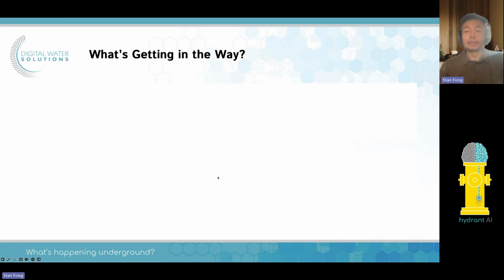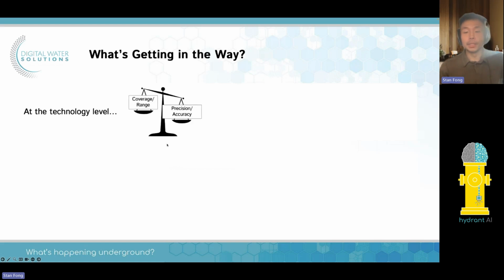Now, what's getting in the way, right? Because sensors are cheap, we could put sensors in everything. Why isn't it working out for us? Some of the things at the technology level we have to consider, there's always going to be a trade-off. When it comes to monitoring devices for drinking water, for example, when you talk about leak detection or leak localization, you're always riding the line between, do I want more coverage or range, or do I want to be more precise? Do I want to narrow down where that leak is? The farther apart you put your sensors, the more coverage you get, but then the less accurate you can be when it comes to pinpointing the leaks.